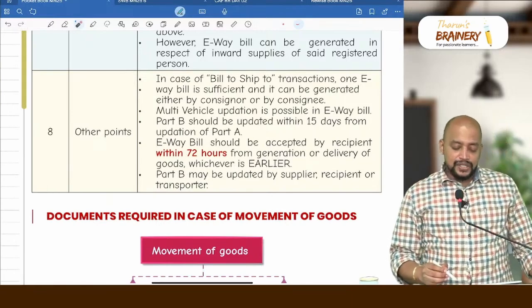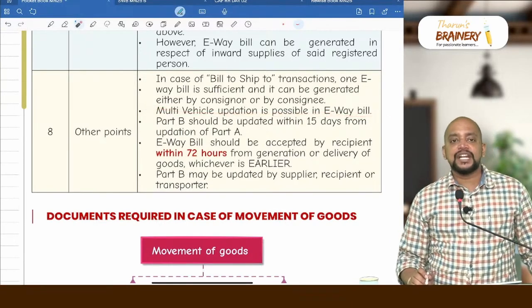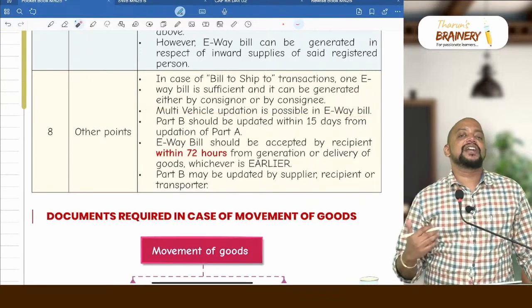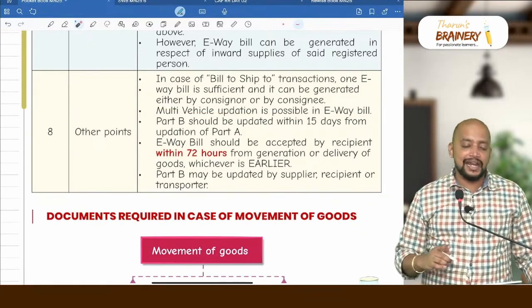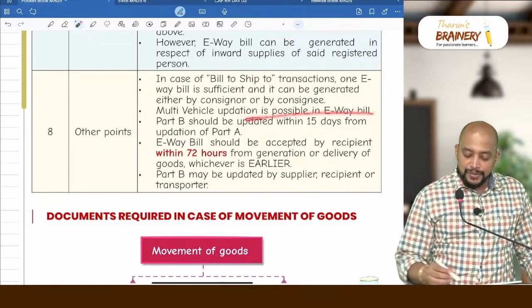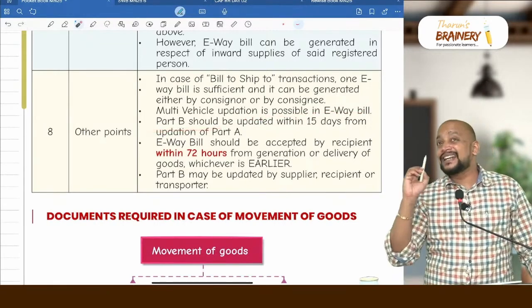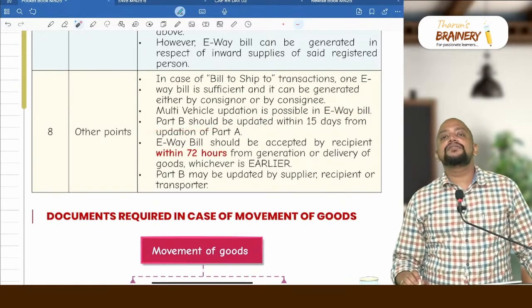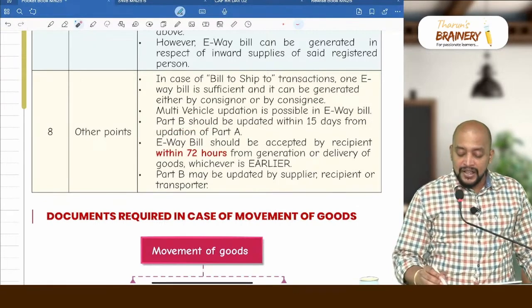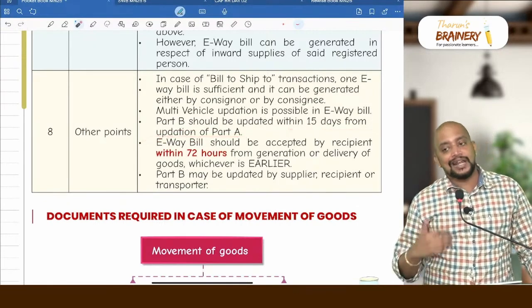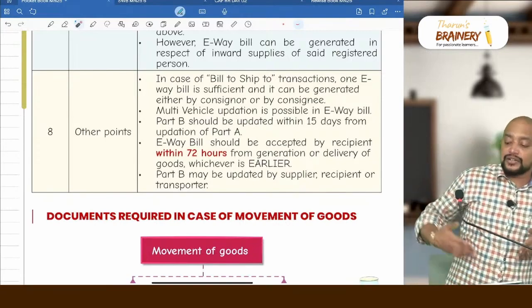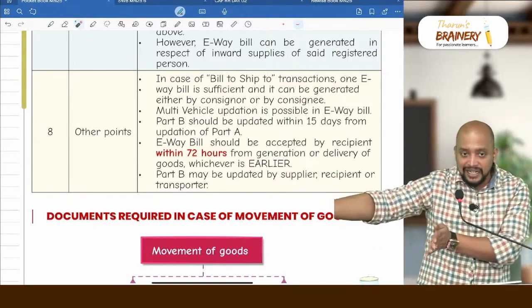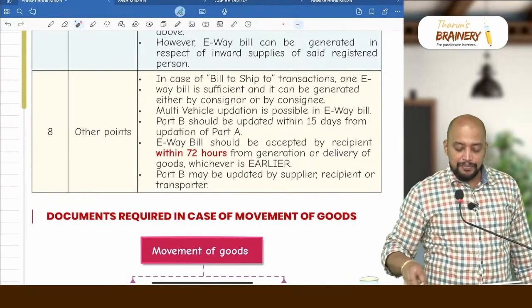Then next one, multi-vehicle updation is possible in e-way bill, means up to some distance we are traveling in one vehicle and there is a vehicle breakdown, and in that case another vehicle is carrying, so multi-vehicle updation is possible. And part B contains the vehicle details. What is the time limit within which part B should be updated? Within 15 days from updation of part A, which means part A is invoice details, we updated that, which means the transportation should commence within 15 days and then only the part B details can be updated.